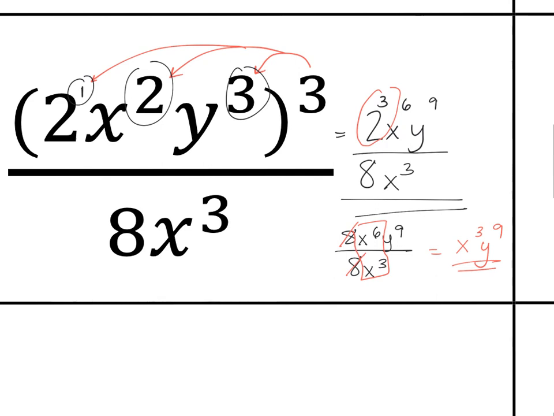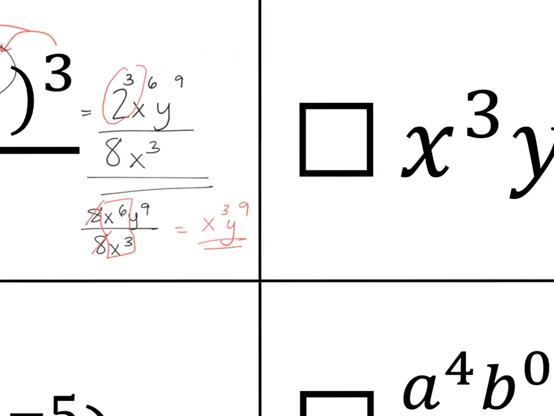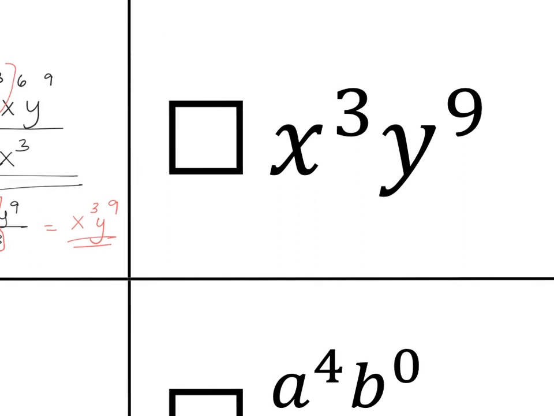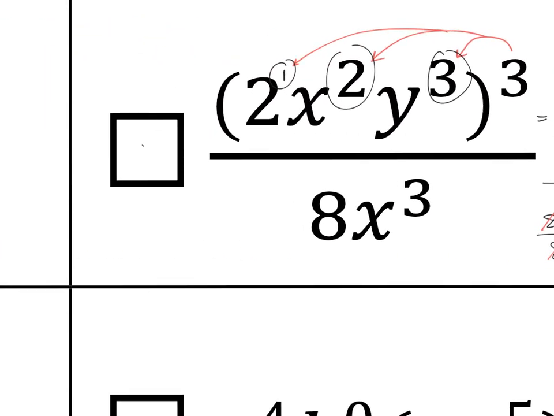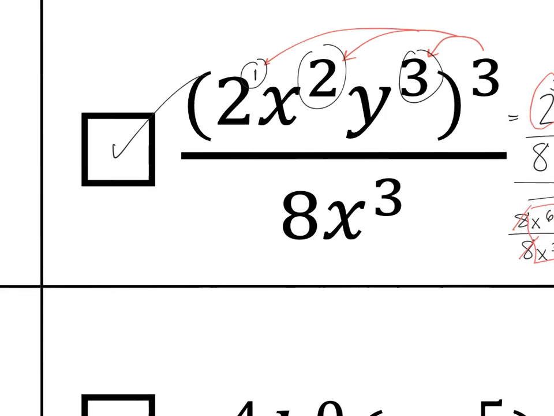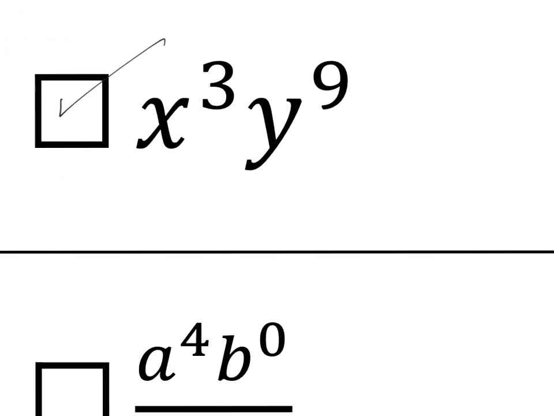So what we'll do next is we'll move to the next box and see if it reduces to x to the third, y to the ninth. And if it does, we'll check both of those boxes. Oh my gosh, it already is x to the third, y to the ninth. So we have found our pattern. These two problems reduce to the same thing. So now we know what we're looking for the rest of the row. X to the third, y to the ninth.